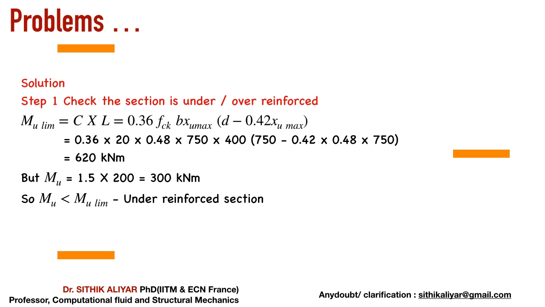750 into 400. Overall, if you substitute all these values, 0.36 and everything, you will get 620 kilonewton meter. But what is the working moment? They have given 200. If you apply the standard load factor 1.5, the maximum bending moment for which your beam should be designed is 300 kilonewton meter.